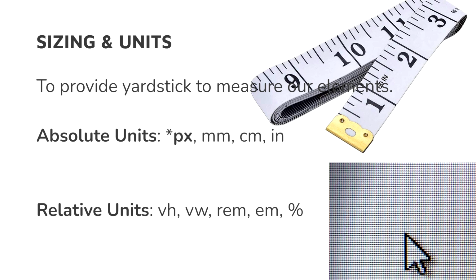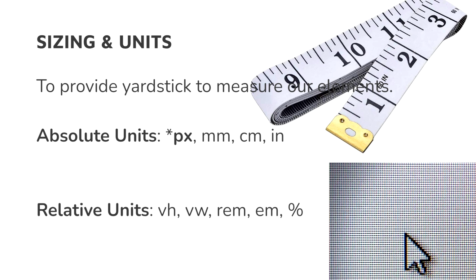Let us at this point consider CSS sizing and units. Units in CSS provide us the yardstick to measure the size of our elements, so it helps us define how large or small elements we are styling should appear in our web page. There are two basic types of units in CSS. We have absolute units and relative units.